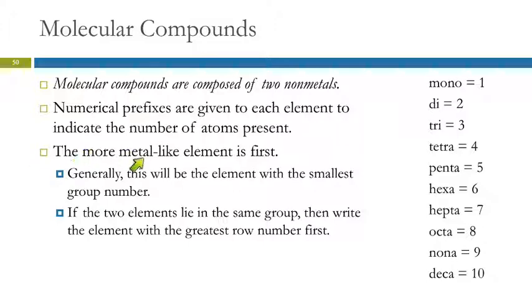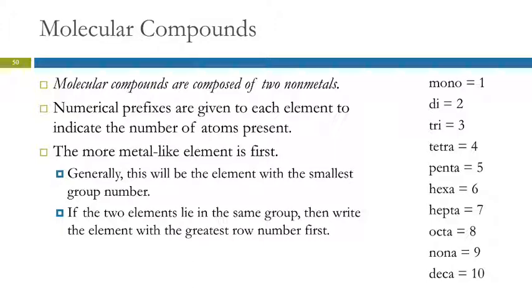So the order is that the more metal-like element goes first. They're both nonmetals, but some of them are more like metals than others. So different ways to think about this. This is a general way. The element with the smallest group number, so the one that's farthest to the left on the periodic table, if they're in the same group and you're trying to figure it out, then it's the element with the greatest row number, is the more metallic one that goes first.